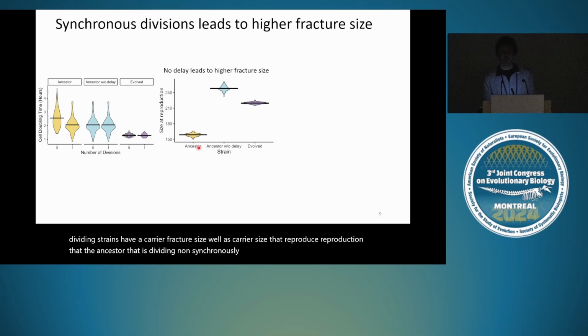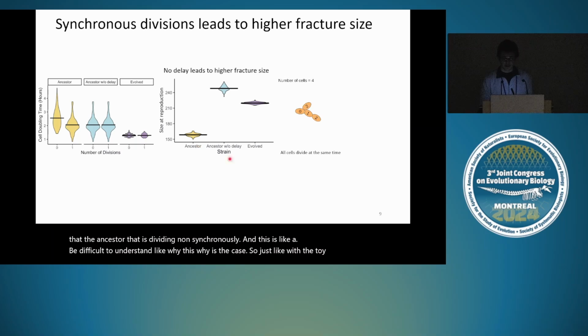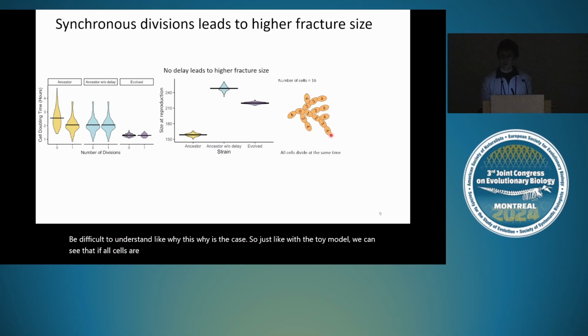And this is a little bit difficult to understand, why is this the case. So just like with the toy model, we can see that if all cells are dividing at the same time, they are going to be able to fill the space more evenly.